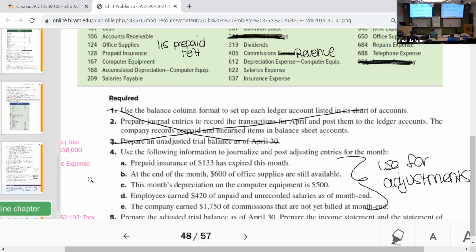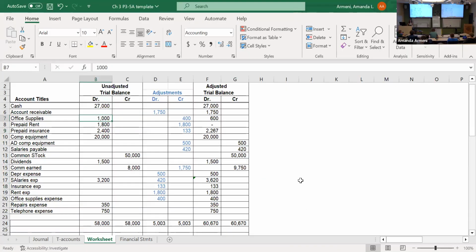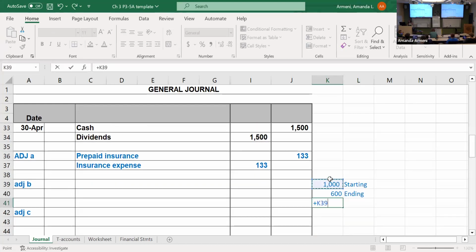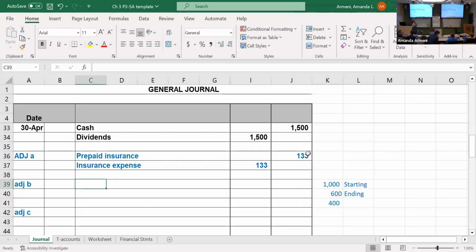Go ahead, Isaac. You have the total you had in the beginning. Here is my total, $1,000. That's how much I started with. So over here on the side, 1,000. That's my starting point. I know that I have 600 left over. So this is my starting amount, this is my ending amount. If you know what you started with and you know what you ended with, the difference is what you used, right? So I can take plus the $1,000, subtract the 600, and that gives me $400. So now I know what my adjustment amount needs to be.